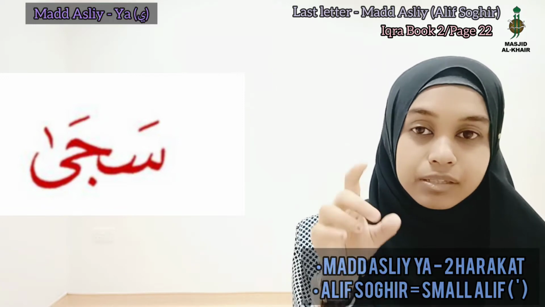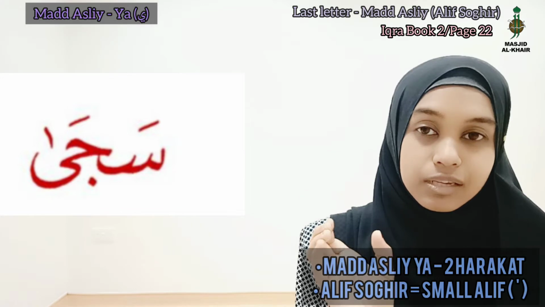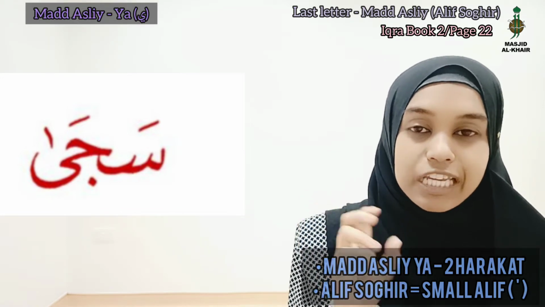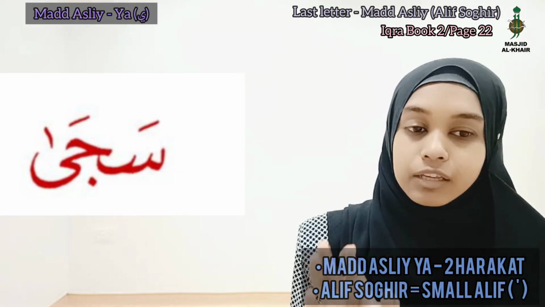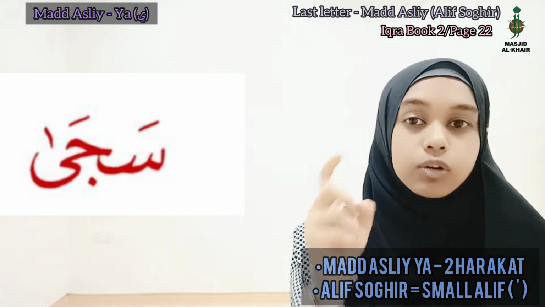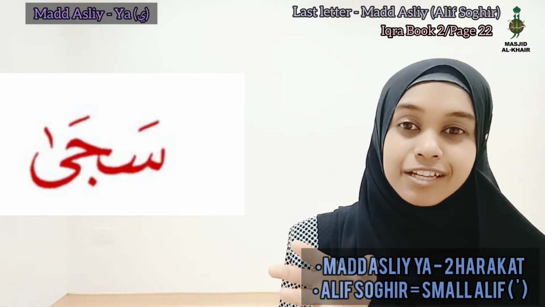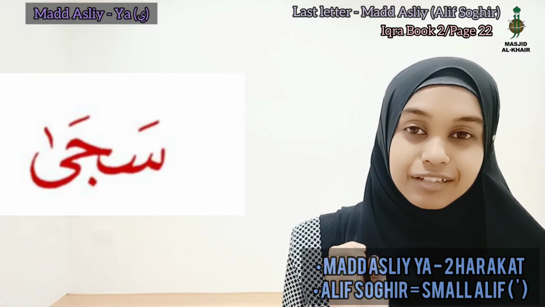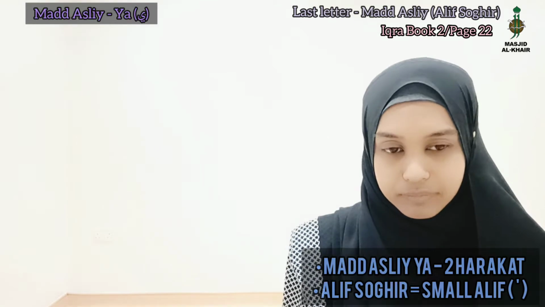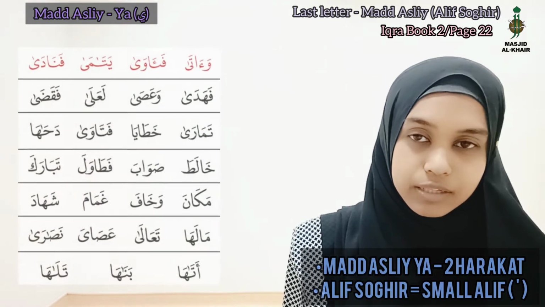So what happens is that this alif saghir needs a house. You just ignore your ya and take your ja as two harakat. The alif saghir belongs to ja. So how you read it is saja. Ja, two seconds. Let's move on to the next rule.